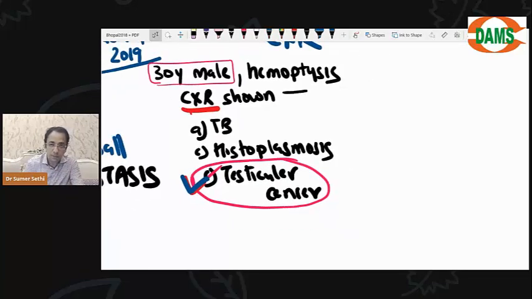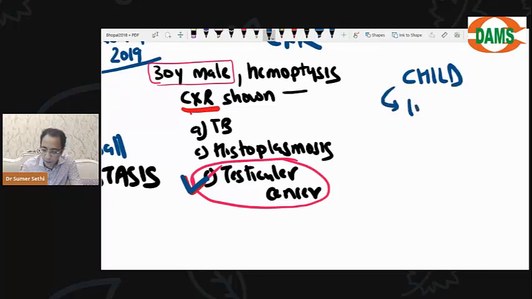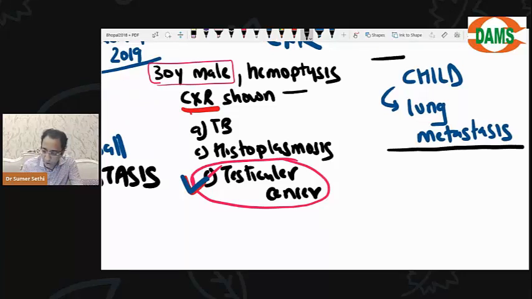Are you clear? Okay. Another question I want you to answer is, name a tumor which is seen in a child which is known to cause lung metastasis. The answer is Wilms tumor. Okay, the answer is Wilms tumor.